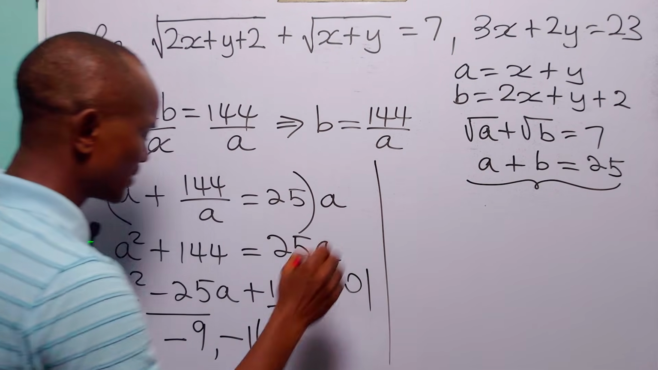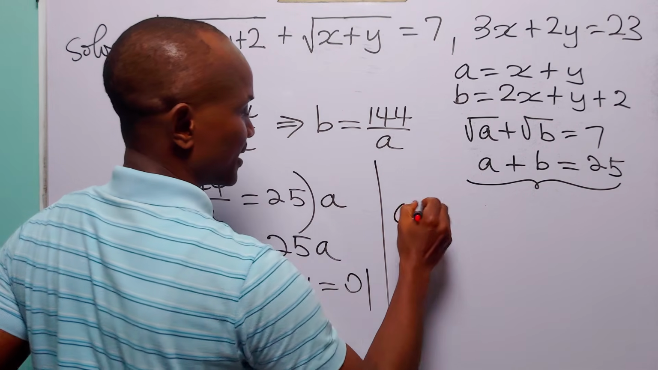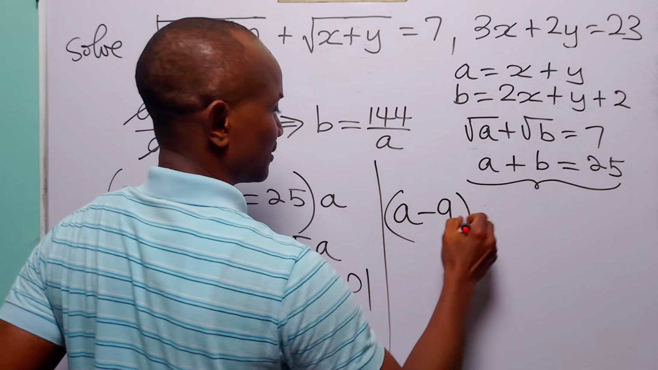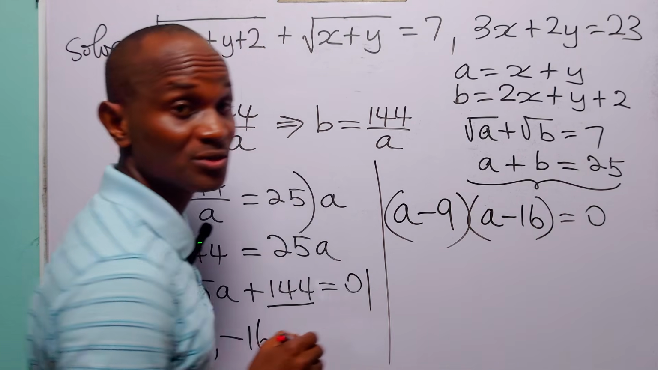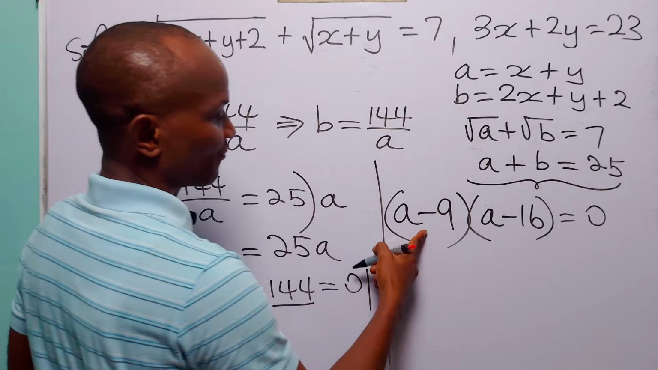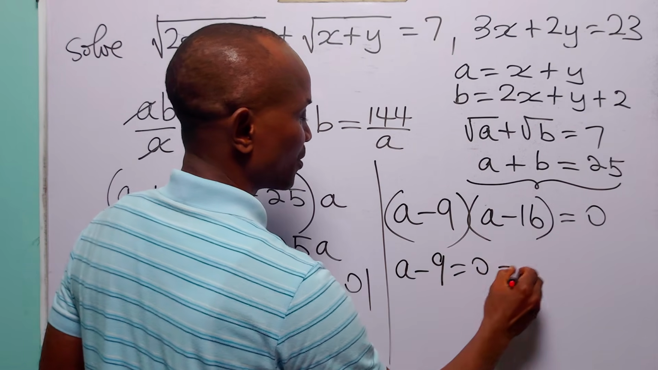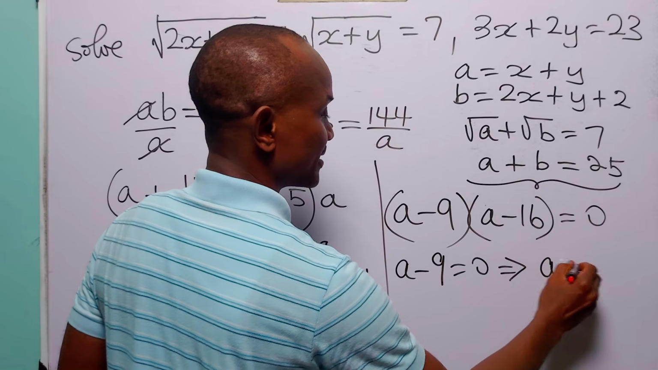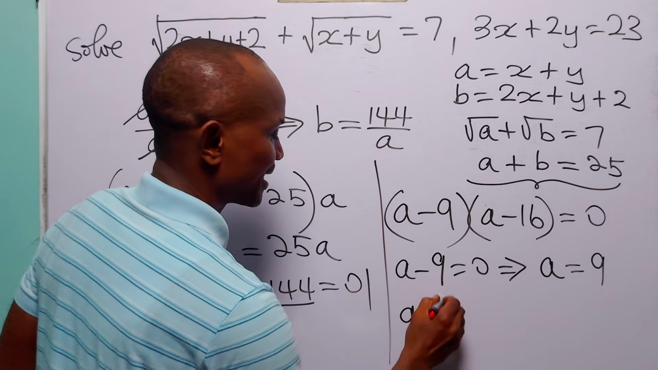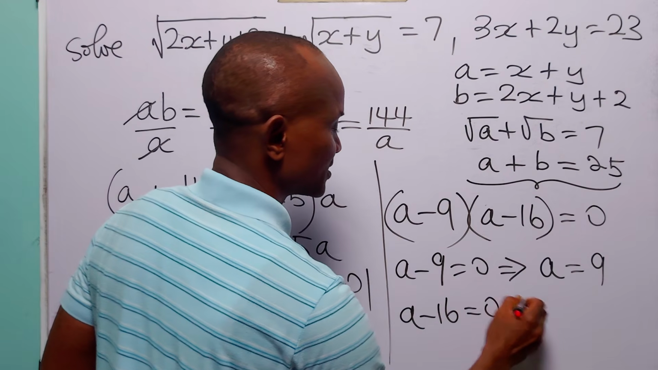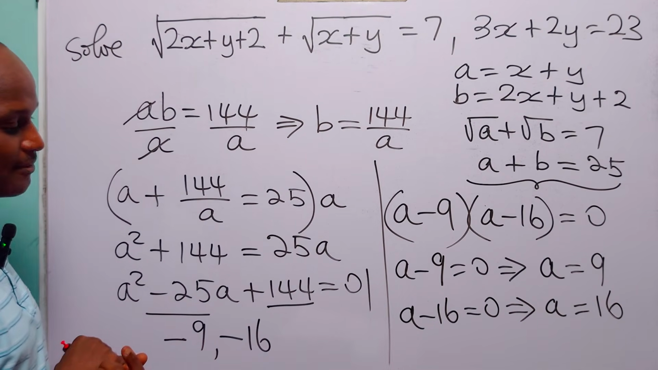That means that when we factorize the left-hand side of this quadratic equation, we have a minus 9 times a minus 16 is equal to 0. And of course, from here we have that either a minus 9 is equal to 0, from where a is equal to 9, or a minus 16 is equal to 0, from where a is equal to 16.